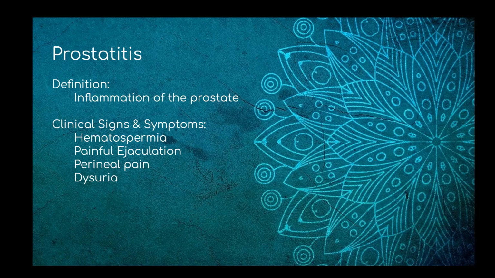Prostatitis then is inflammation of the prostate. So a bacterial infection gets in there. Again, we can get those from UTIs or from STDs. It all kind of follows back to that area. Main clinical symptoms are going to be having blood in your sperm or semen.